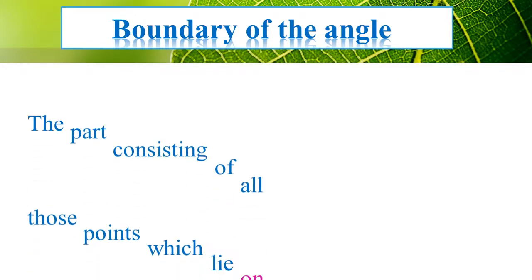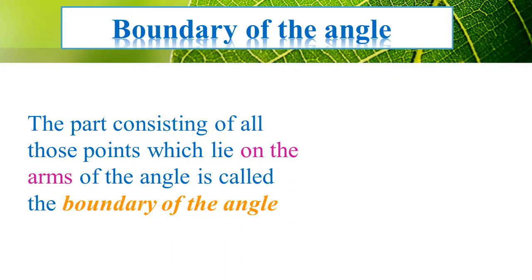Boundary of the angle. The part consisting of all those points which lie on the arms of the angle is called the boundary of the angle. Look at this picture. Here A, B, C, D. All points lie on the arms. So we can say that this is the boundary of the angle.